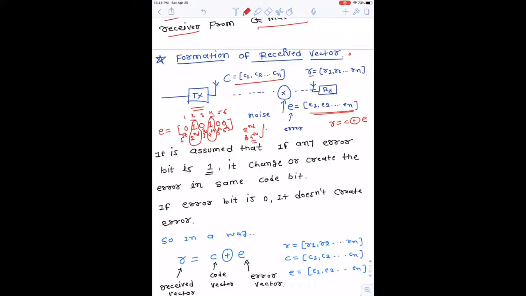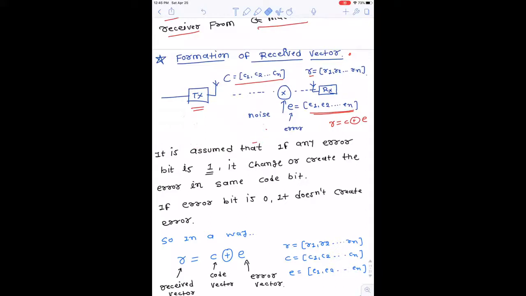So if this code vector C is passed through the channel and reaches the receiver, there may be a possibility that the second bit of the code vector is infected by the error, and the fourth bit is also infected by the error. So earlier if it was a 0, now because of this error it would be converted to 1, and if originally it was a 1, because of this error it would be converted to 0, like this. That we have to understand here.